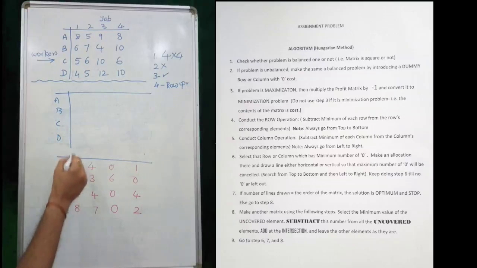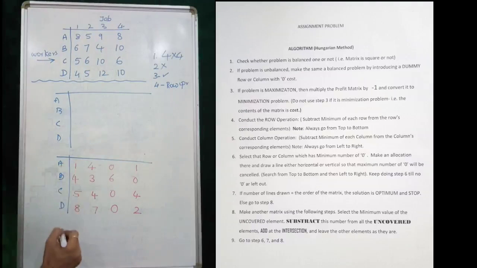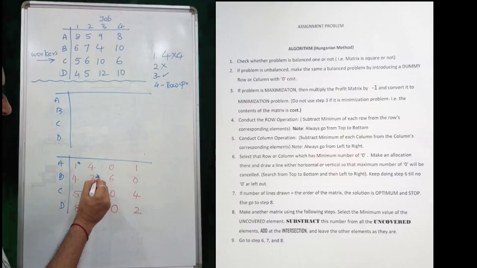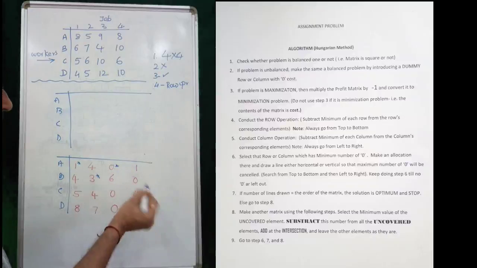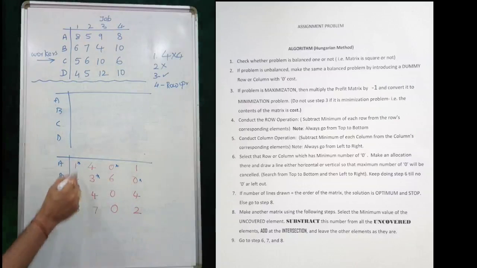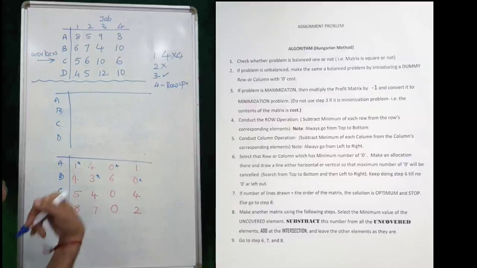I take the minimum of the column. What is the minimum of this column now? It is 1. Minimum of this column, it is 3. Minimum of this is 0 and 0. So I take the minimum of the column and subtract it from the elements of the same column.